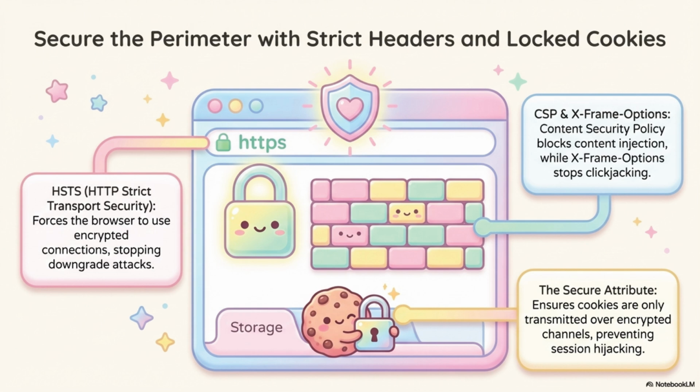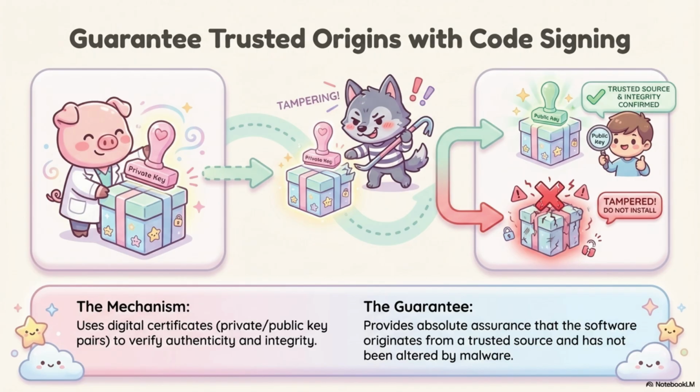Cookies must also be protected. A secure cookie includes the secure attribute, which ensures it is transmitted only over encrypted HTTPS connections. This prevents attackers from capturing session information over unencrypted channels. Without the secure attribute, session hijacking becomes significantly easier for an attacker monitoring network traffic.